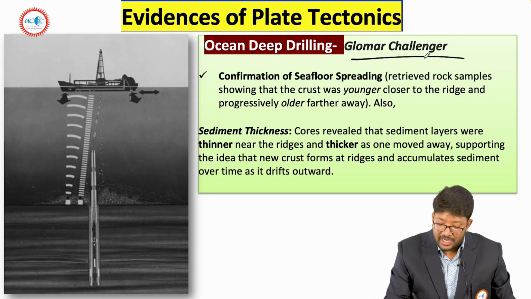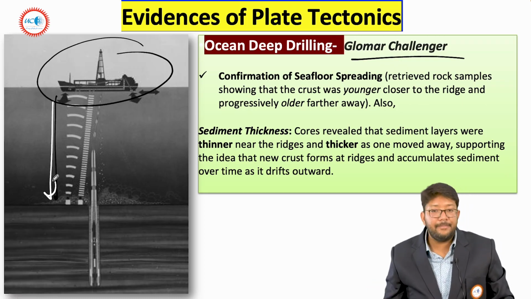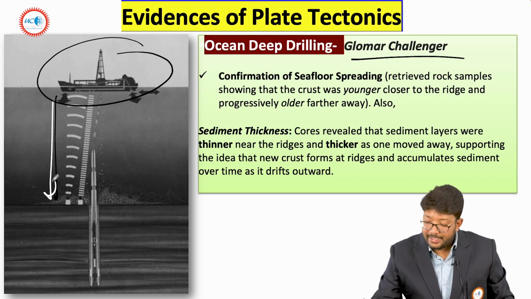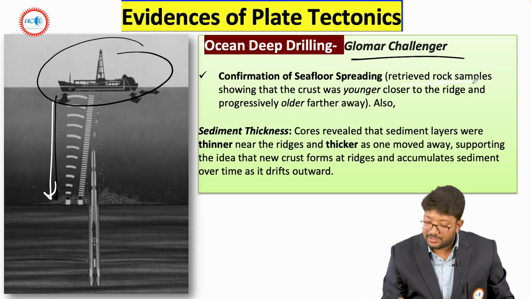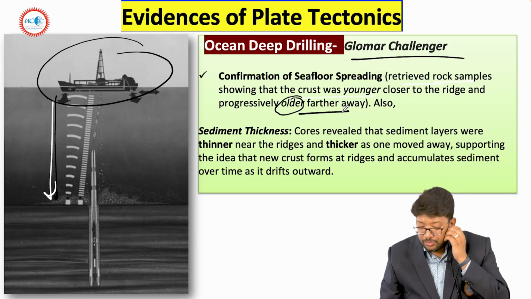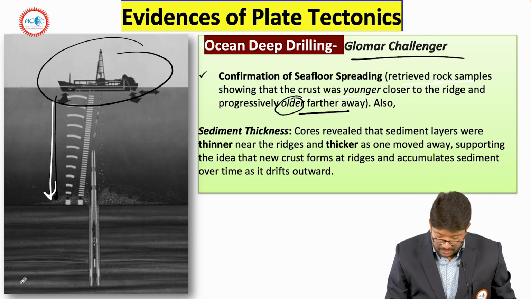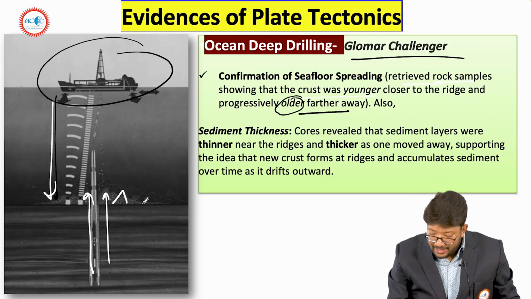The third one is ocean deep drilling. When we sent the Glomar Challenger down to the sea, it retrieved rock samples showing the crust was younger closer to the ridge, and progressively older further away. Also, the thickness: suppose we have a ridge here. The Challenger found that the layers near the ridges are thinner.